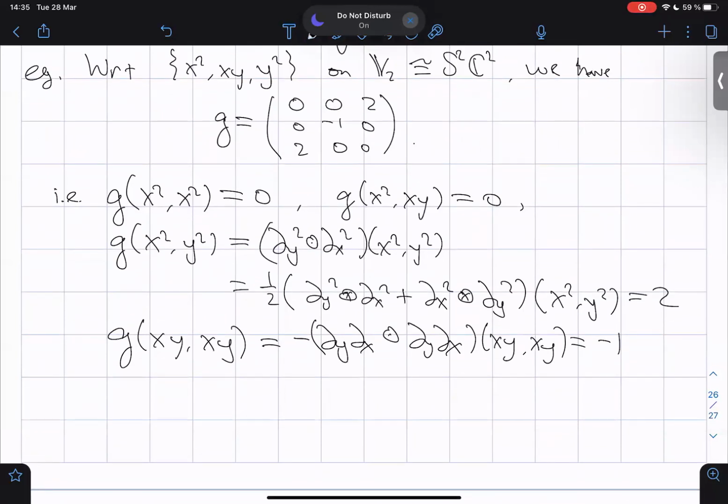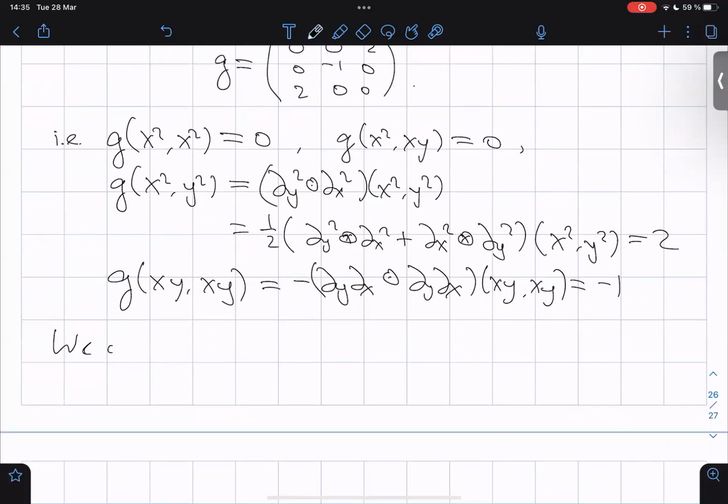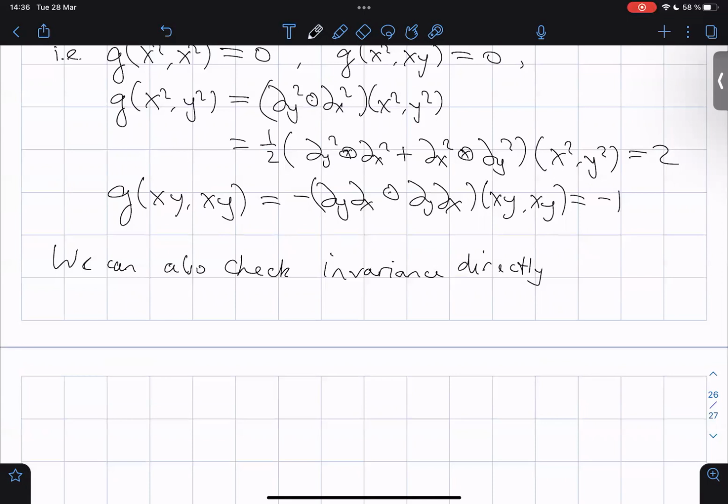Now, from this G that we have here, we can also check that we have invariance directly. We sometimes might be a little bit worried about the factors of the half, or whatever. We actually have the right answer, that we have an invariant tensor. So we can also check invariance directly.